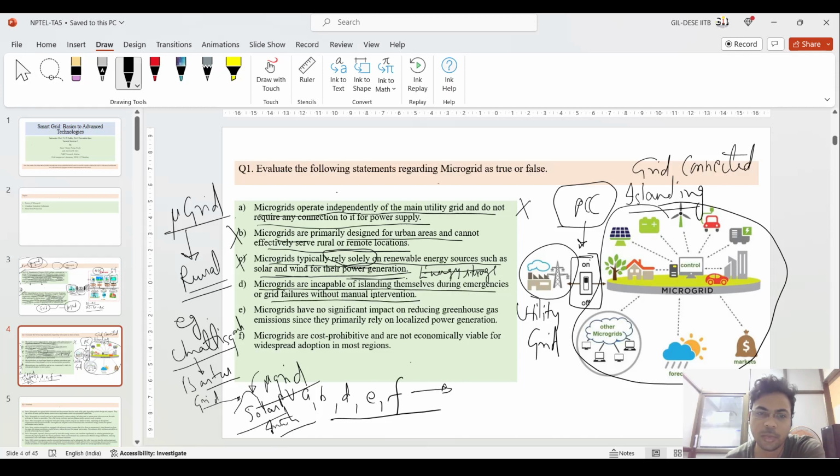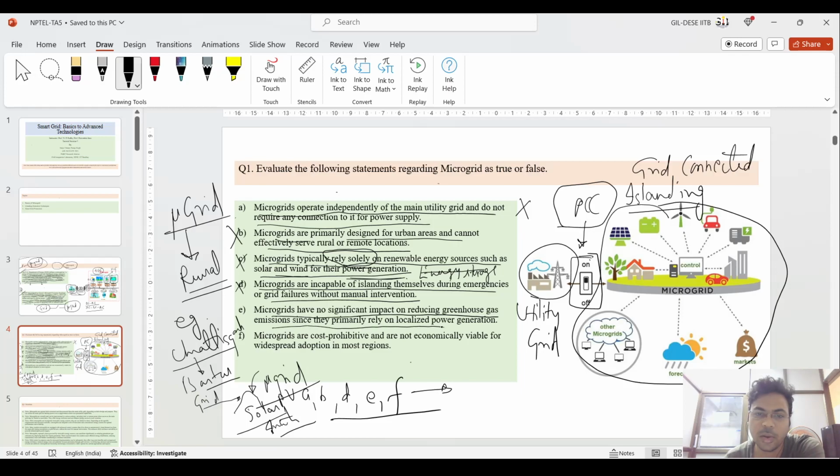Coming to D part, this microgrid is incapable of islanding itself during emergencies or grid failure without manual intervention. That is false. The false in what sense? It can automatically island. Microgrids are capable of islanding themselves during emergencies or grid failure situations.